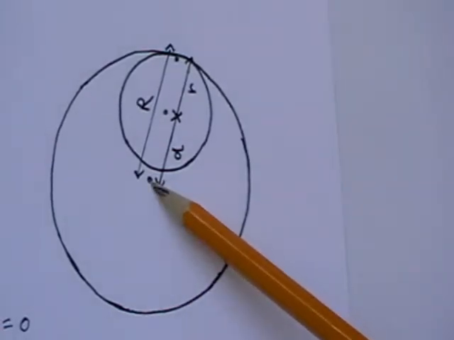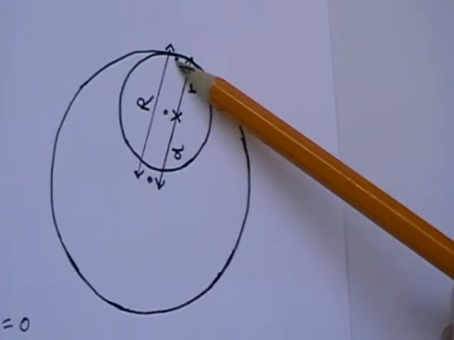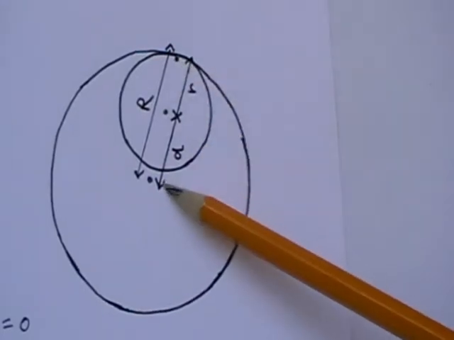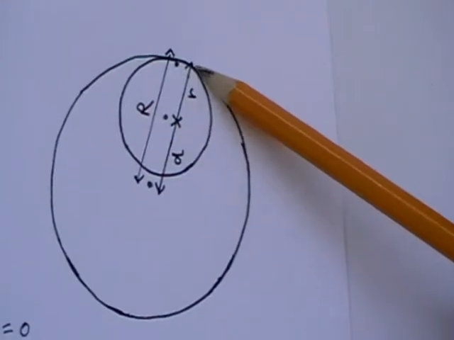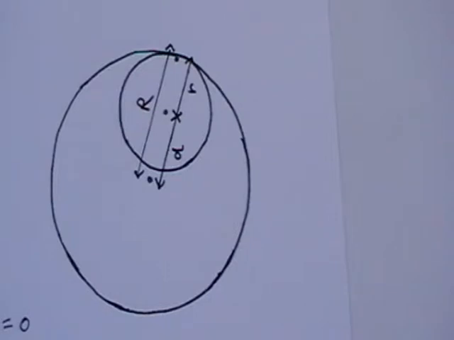Here's the centre of the big circle, here's the centre of the little circle, here's the point of contact. The distance between the centres plus the little radius will add up to the big radius if they touch internally.